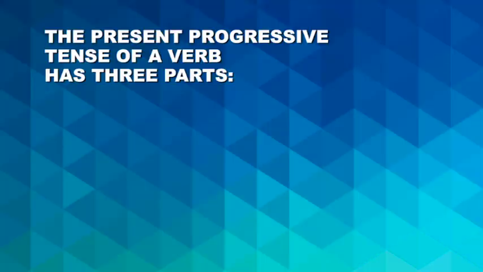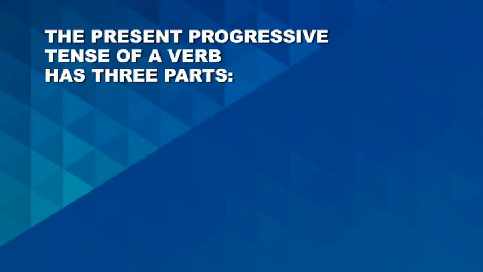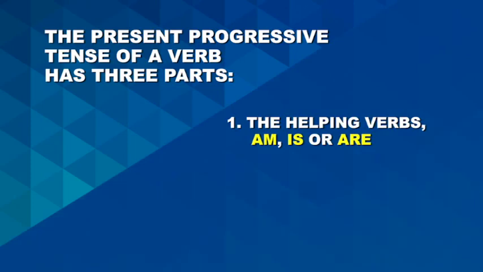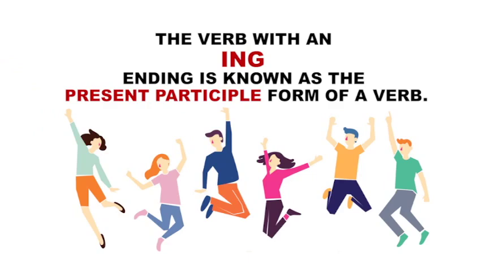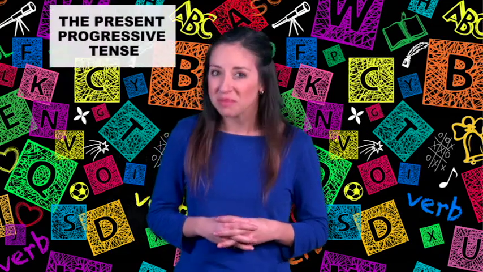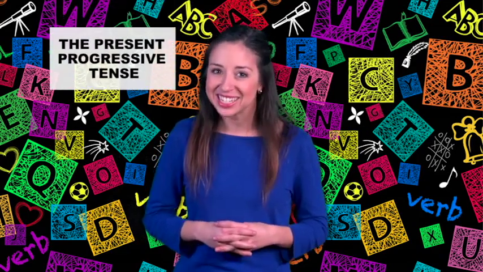The present progressive tense of a verb has 3 parts. 1, the helping verbs am, is, or are. 2, a verb. And 3, an "ing" added to the verb. The verb with an "ing" ending is known as the present participle form of a verb. Let's learn how to form the present progressive tense.